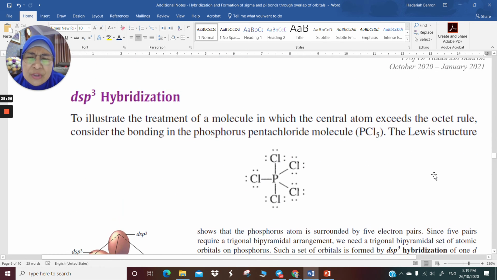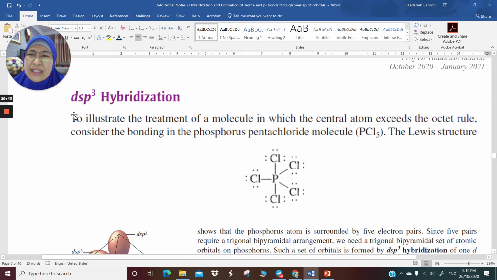Now we go on to the next hybridization, which can only happen for central atoms that are located in the third row of the periodic table. That means it must have d orbitals, because d orbitals only appear from the third shell. The first shell only has s orbitals, the second shell has s and p, the third shell has s, p, and d. So it can only happen to phosphorus, for example, because phosphorus is in the third row of your periodic table.